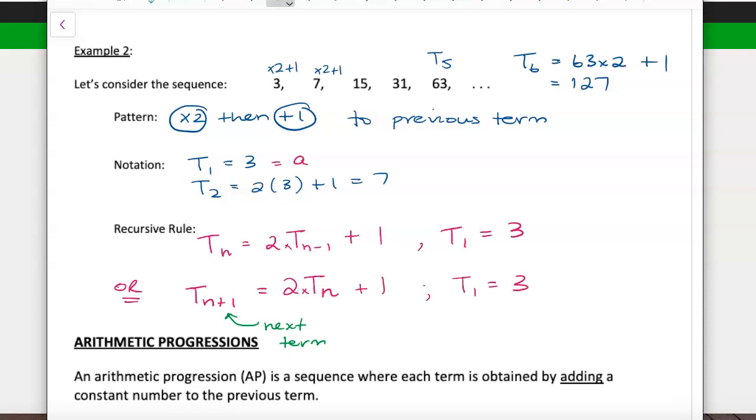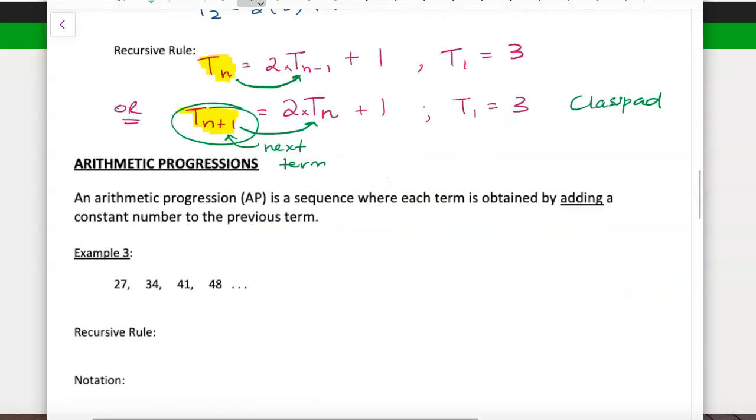It doesn't matter what notation we use for our recursive rule, as long as it links the value at the front to its previous term. Our calculators or our ClassPad tend to use the n plus 1 and n example, which is our second recursive rule there.